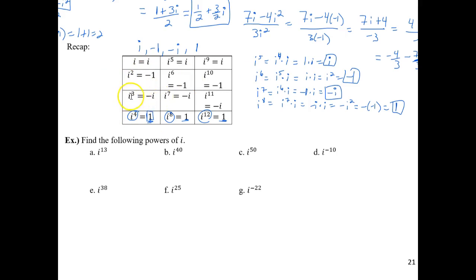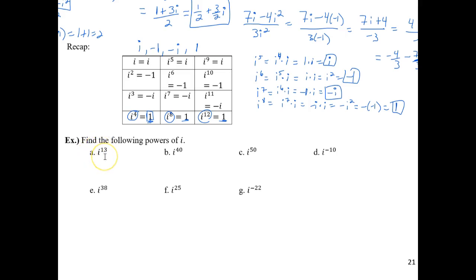And don't use the multiples of 3, because if I have i to the ninth, that's a multiple of 3, but I got i. I didn't get negative i, like the other multiple of 3. The only thing that's really consistent forever is that the multiples of 4 are always going to be 1. Okay?